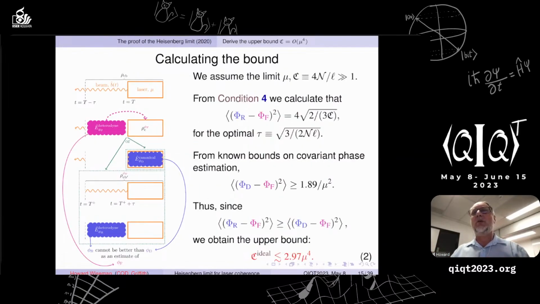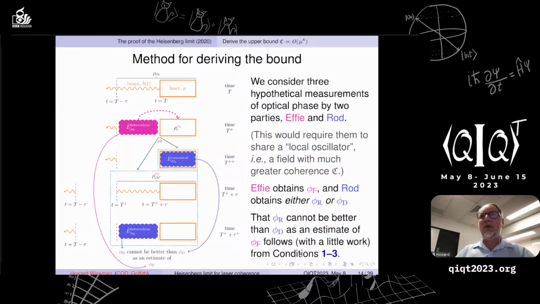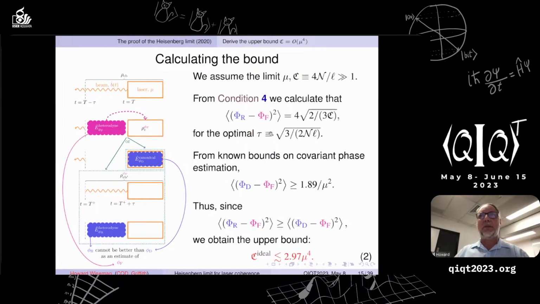So yes, I won't try to explain how all of that works, but just to say that maybe the first things we need, conditions 1 to 3 on this slide, are to prove that one type of measurement can never be better than another type of measurement. And then we use condition 4 to actually derive a particular mean square error. That's the one with all the properties of the beam. And we put it all together and we end up with this bound here.